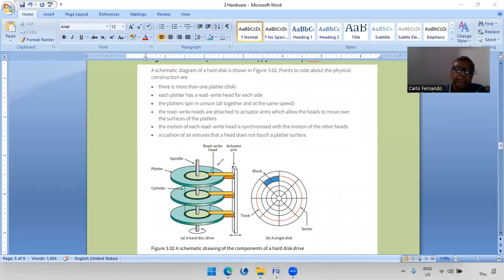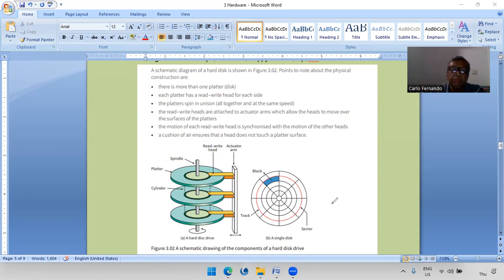So when that rotates so fast, with the air enclosed in a sealed container, this tends to go up a little. The read-write head moves a little bit up above this. It's not touching the surface, just a tiny bit up. Where the air is traveling through this, it will lift like a plane. The plane goes fast on the ground, and due to the drag, the pressure of the air, it will go up. Same way, this will also rise a little bit. So it's not touching. A cushion of air ensures that a head does not touch a platter surface.